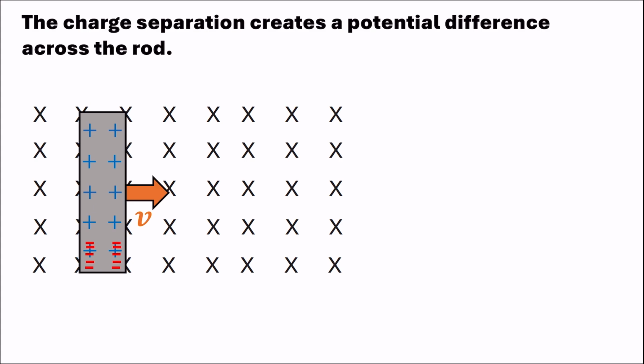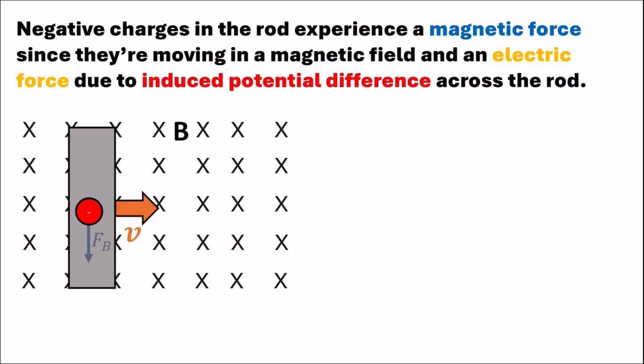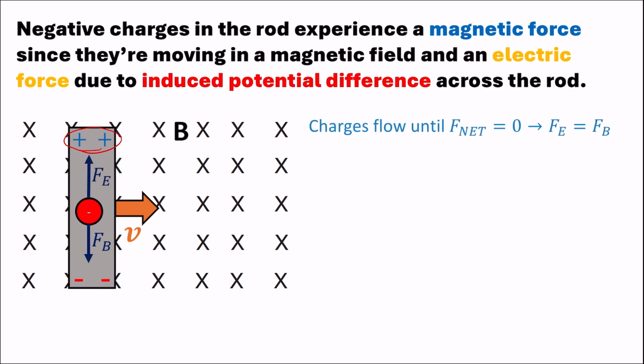And then the electrons will move to the bottom of the rod, meaning that the top of the rod is left positively charged while the bottom's negatively charged. So the magnetic force forces the negative charges down. That leaves the top of the bar positively charged, which means that negative charges in the bar also experience an upwards electric force. And the charges are going to flow as long as there's a net force. Once the electric force equals the magnetic force, charges will no longer flow. And that occurs when the electric field magnitude times the charge magnitude, which is the electric force, equals charge times velocity times the magnetic field, which is the magnetic force.